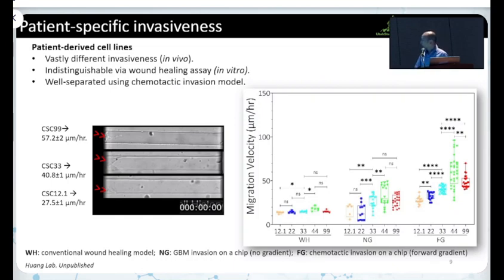Once we introduce the growth factor gradient, the stimulation can actually help to separate even the lower migrative species. So in most cases, 12.1 to 44, at least in these four, you can show very consistent migration behavior as compared to the animal study as well as the patient outcomes. And 99, there's a little bit of controversy on the 99, and I think we need to look closely into the animal study in terms of that.